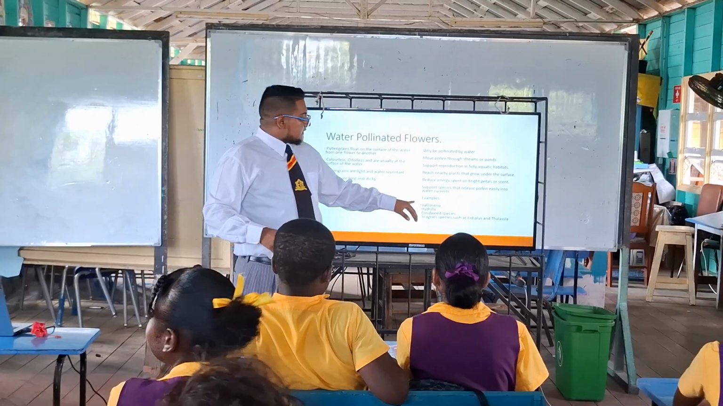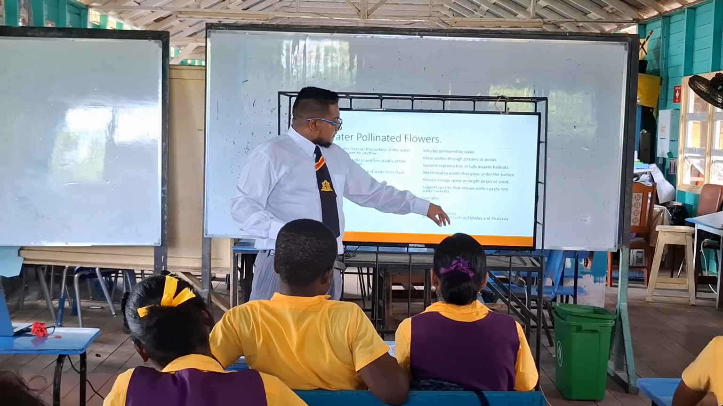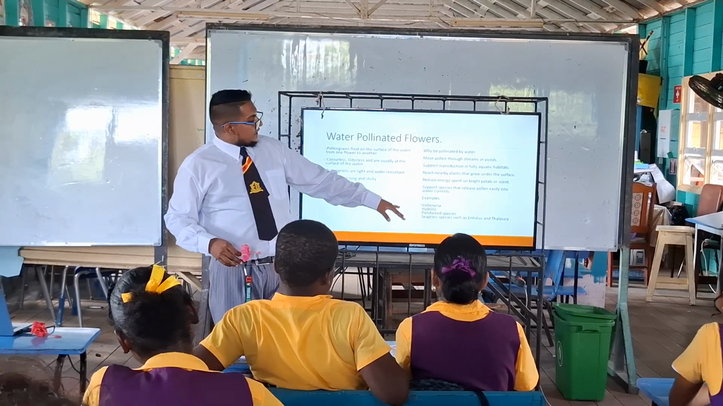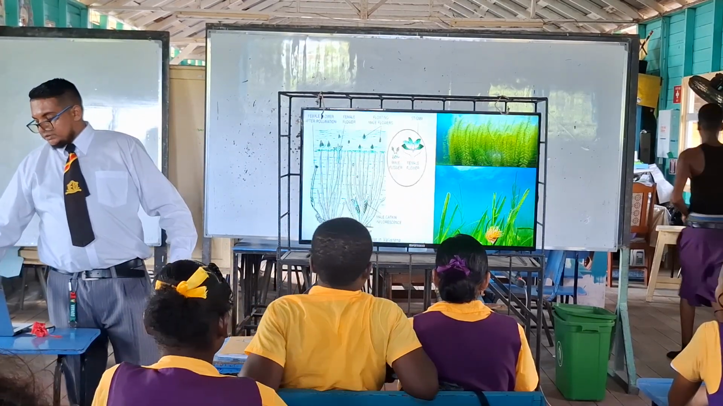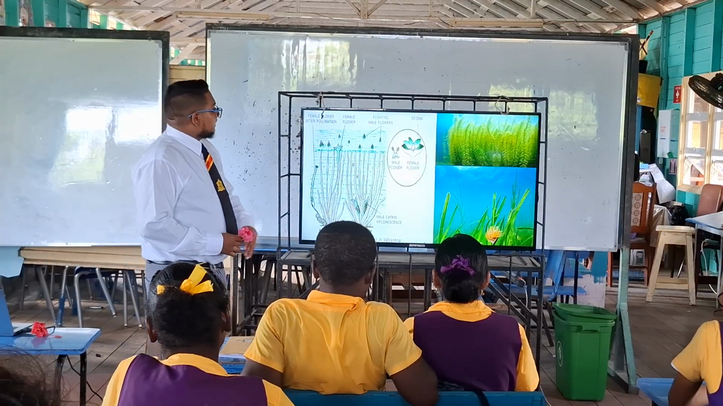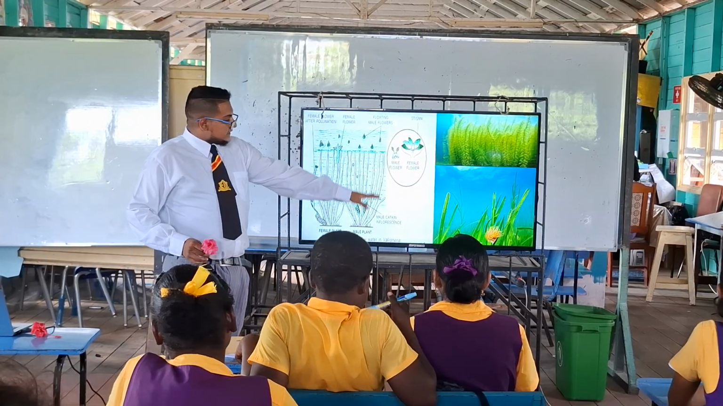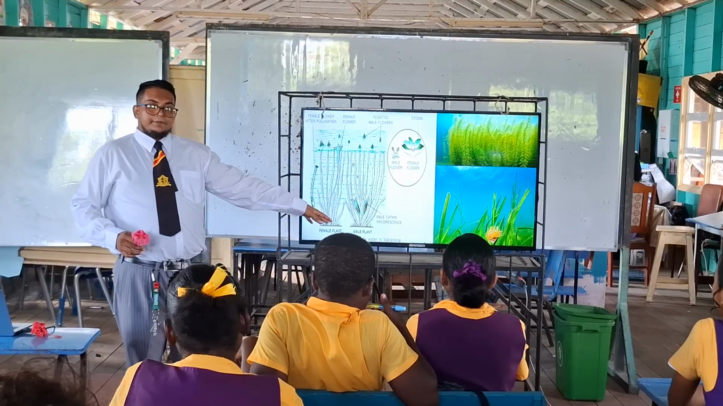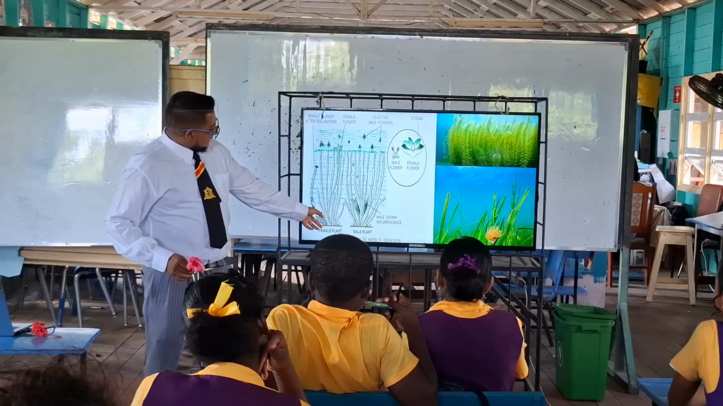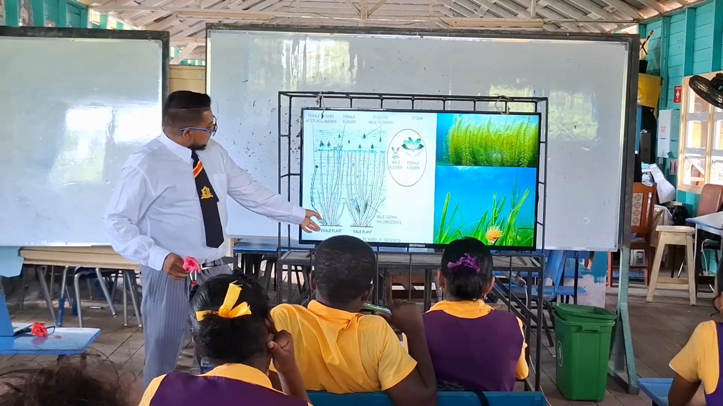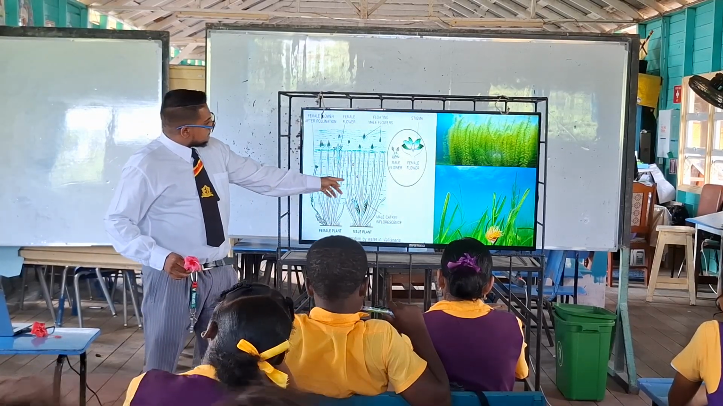Alright. Moving on to examples. Vallisneria, hydrangea, pondweed, and seagrass. Now, what we're talking about is this. So this is the Vallisneria plant, right? They grow from the bottom. This is the flower, right?